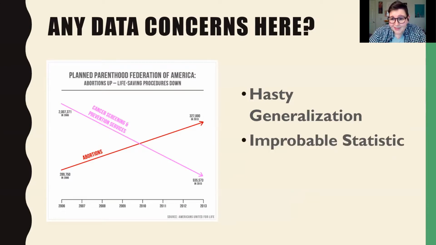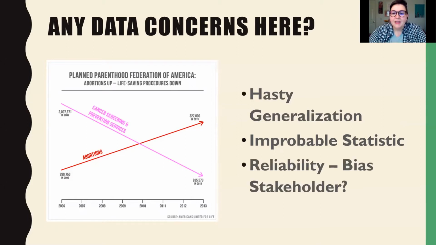Also, the statistics here seem improbable. The way that they're organized is pretty inflammatory, trying to make my audience visualize something and visualize a connection that's not necessarily there. If I had taken these numbers and appropriated them more accurately, I could have still demonstrated that there was an increase in this particular service and that there was a decrease in the number of screenings and preventative services. But this particular imagery doesn't necessarily seem probable or likely.